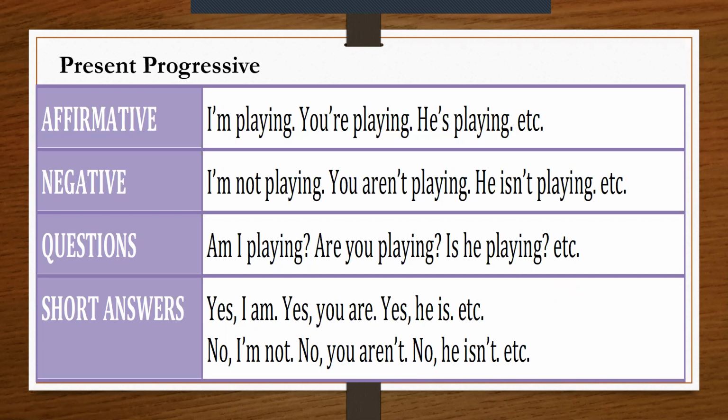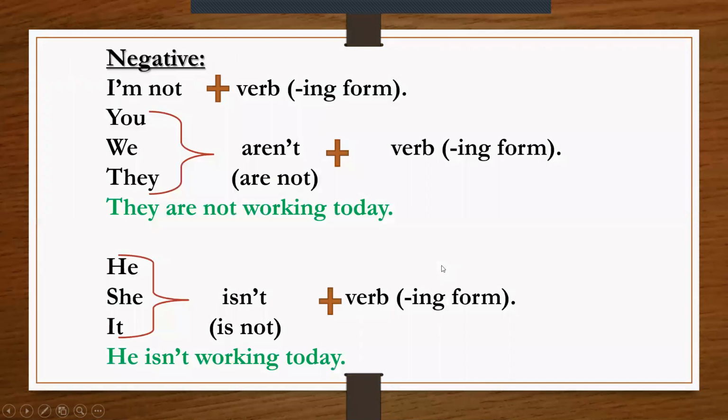And for the questions, we use the verb to be at the beginning of the question if they are yes or no questions. For example, am I playing? Are you playing? Is he playing? And the short answers are going to be the same using the verb to be. Yes, I am. Yes, you are. Yes, he is. Or no, I'm not. No, you aren't. Or no, he isn't.